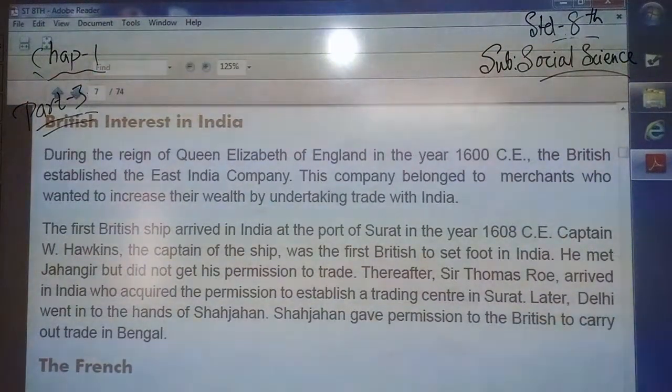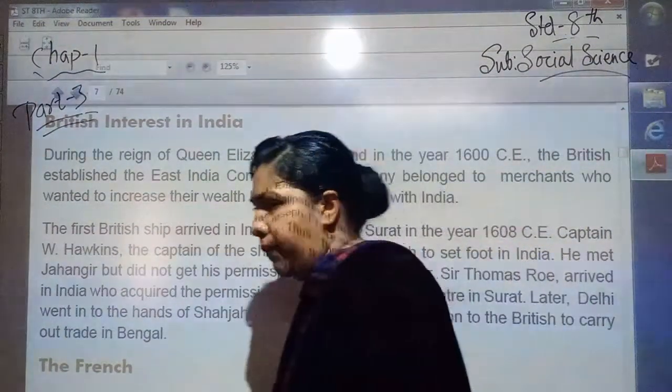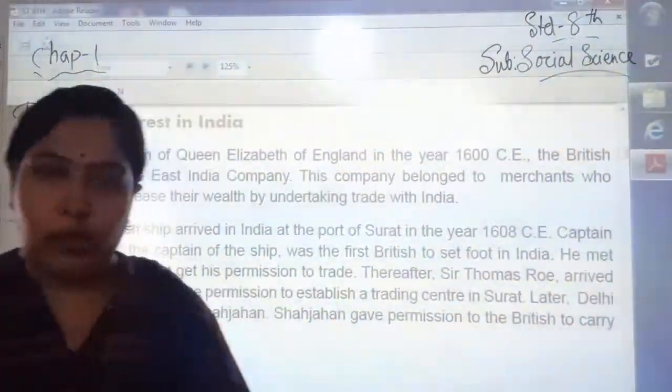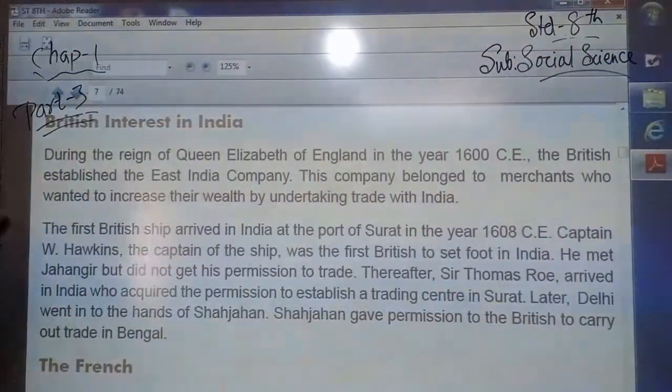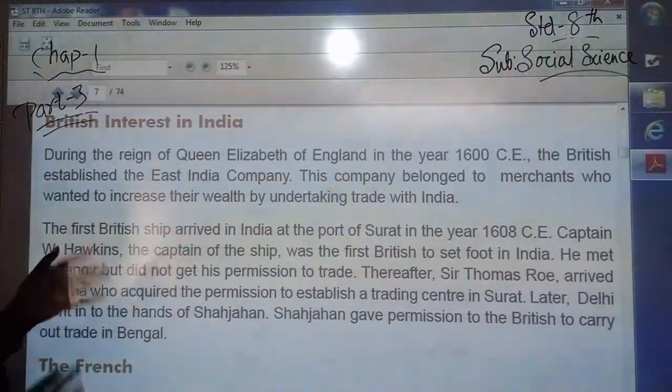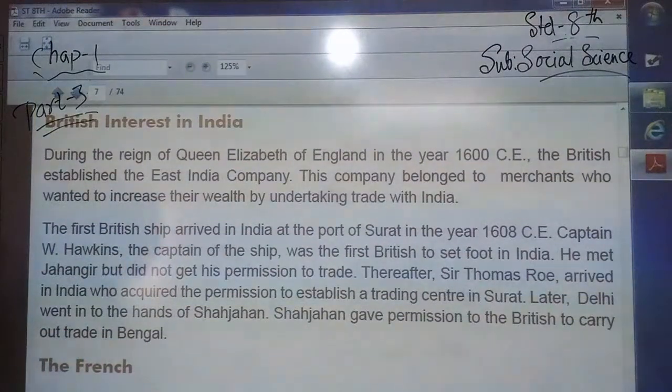Today we know the British have only one queen, and they don't have a democracy like us. After independence, we have a democratic country and the right to vote, but they don't. We will not talk further about the voting system; I'm just telling you. So when the British got interested in India, there was a queen ruling England.